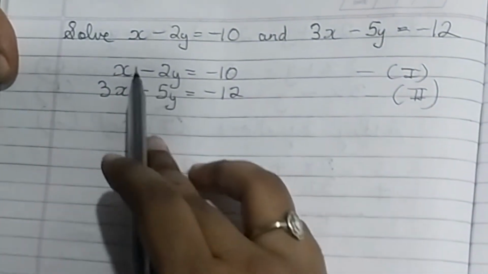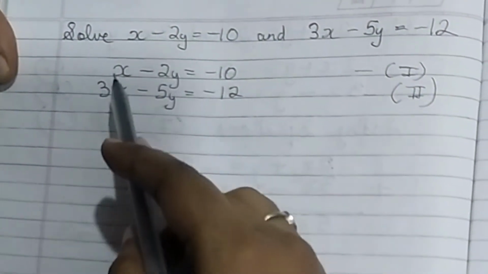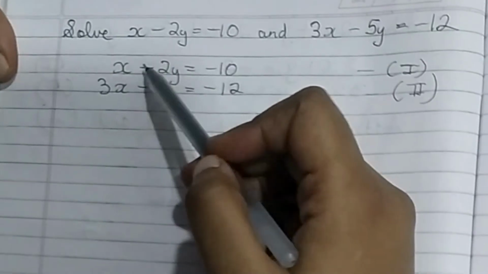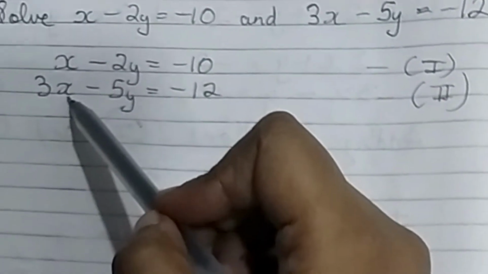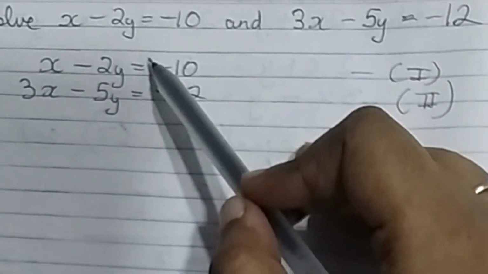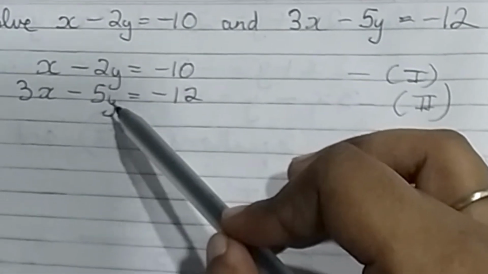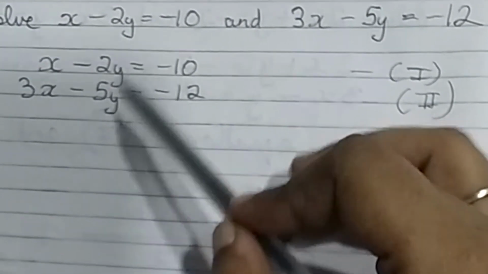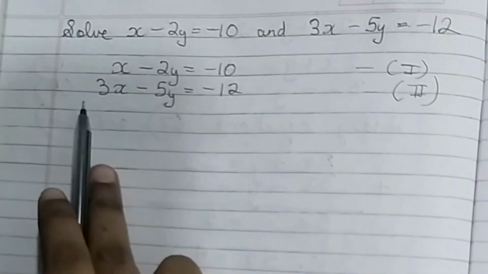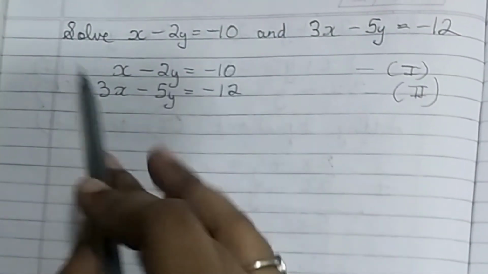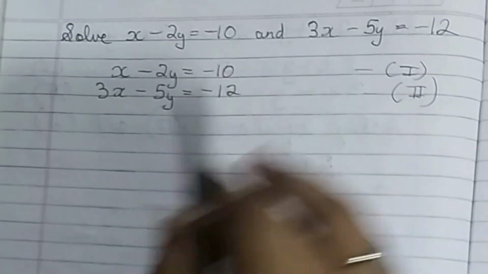Okay, so here the coefficients of the same variables are not the same. See here, the coefficient of x in the first equation is 1 and in the second equation is 3, which is not the same. And the coefficient of y in the first equation is minus 2, and in the second equation it is minus 5, which is again not the same. So what we will do, we have to make it the same. Now the coefficient of the same variable should be equal or opposite numbers.